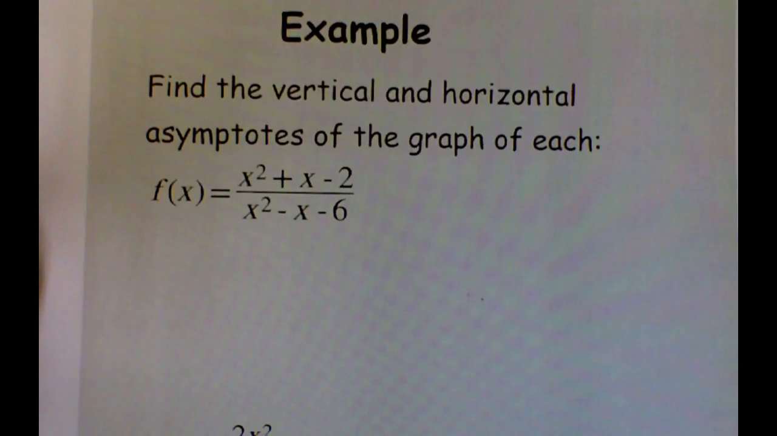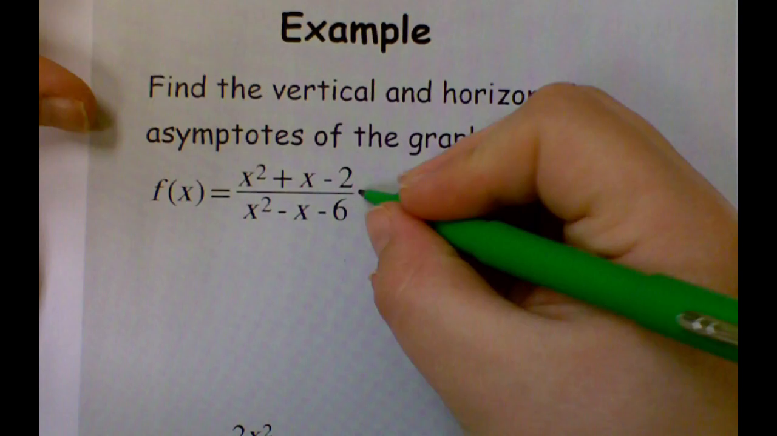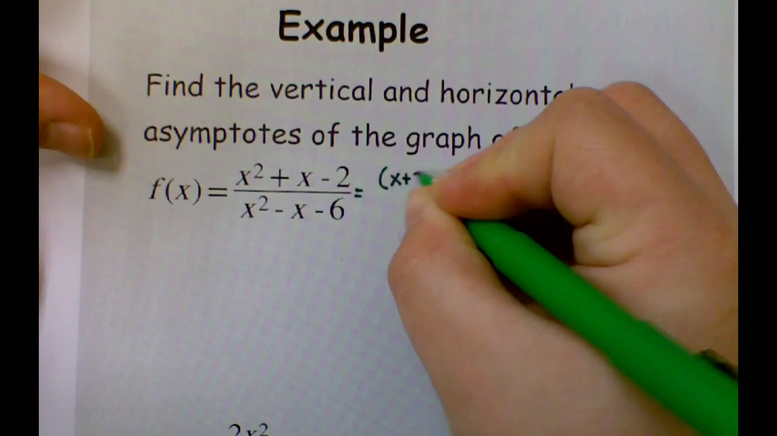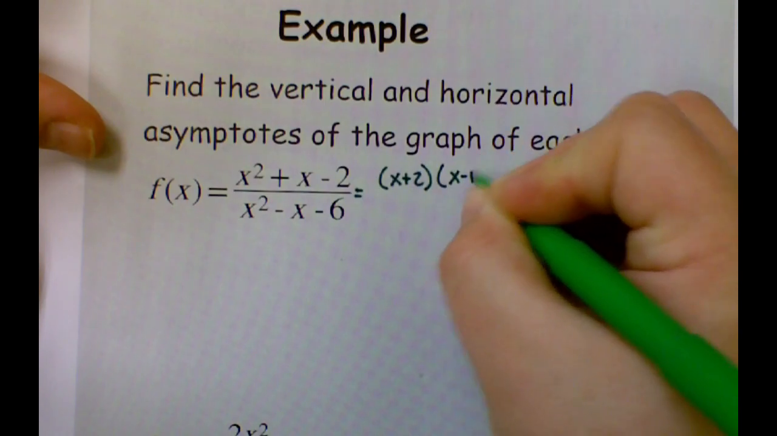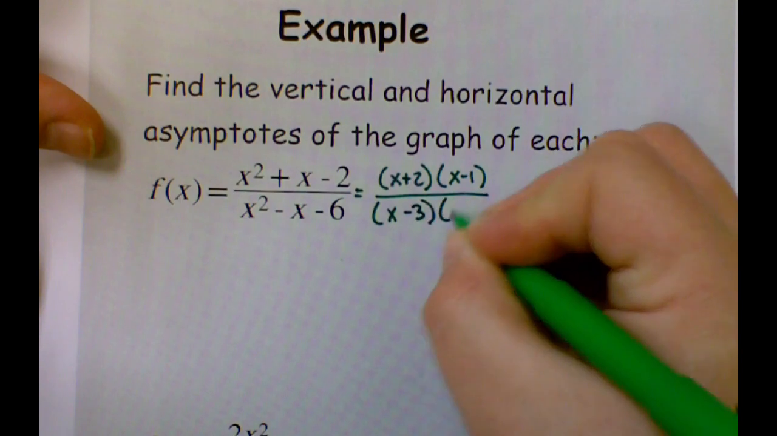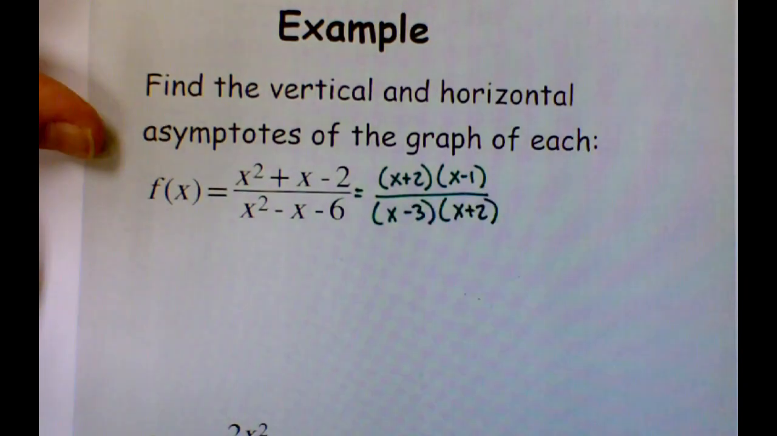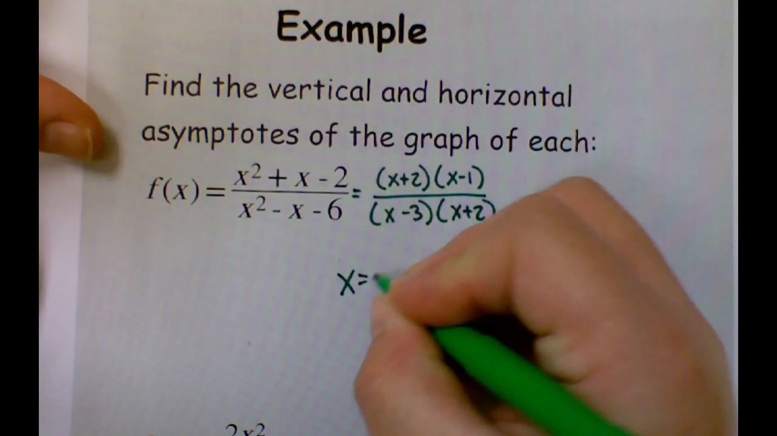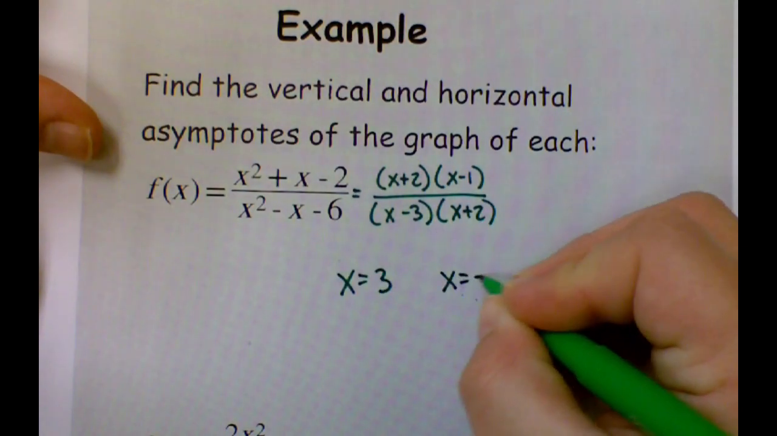All right, now we're going to find vertical and horizontal asymptotes. Let's start with vertical. To find vertical asymptotes, we're going to factor the entire problem. You always need to factor the numerator also. We get x plus 2 times x minus 1 for the numerator, and x minus 3 times x plus 2 for the denominator. Well, what makes the denominator 0? X equals 3, and x equals negative 2.